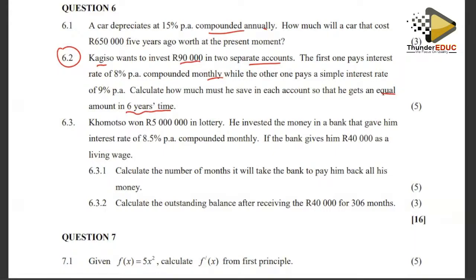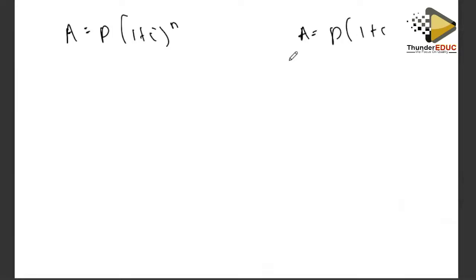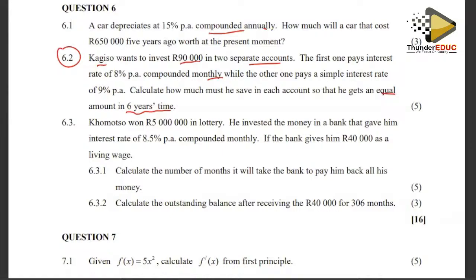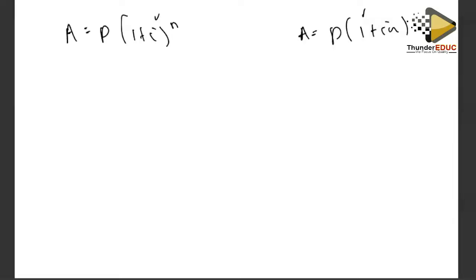Now, this is a bit tricky, no? Okay, let's see. Because now we need to compare the compound and then the simple. So with the compound, we know that A is equal to P into 1 plus i to the exponent of n. With the simple, 1 plus in. They're telling us that both amounts must be the same, okay? So the outcome needs to be the same, meaning that P into 1 plus i to the exponent of n must be the same as P into 1 plus in.